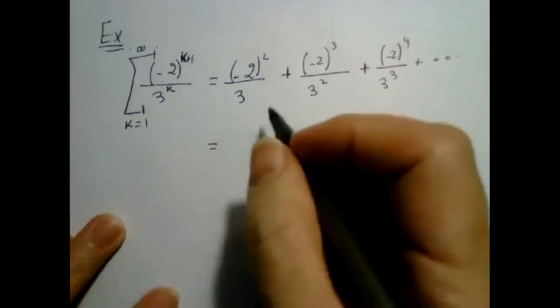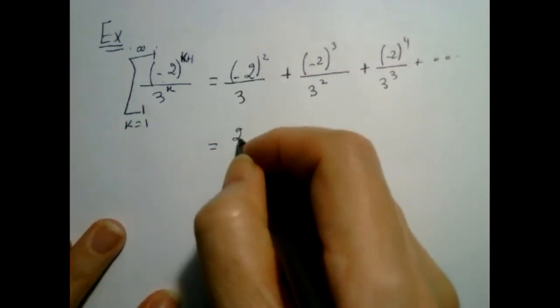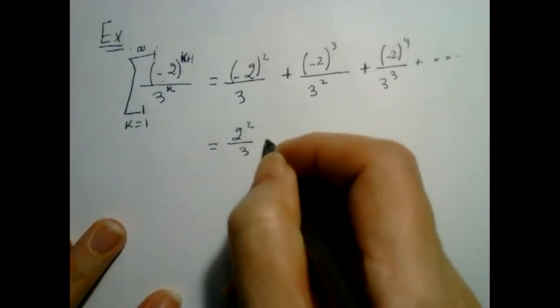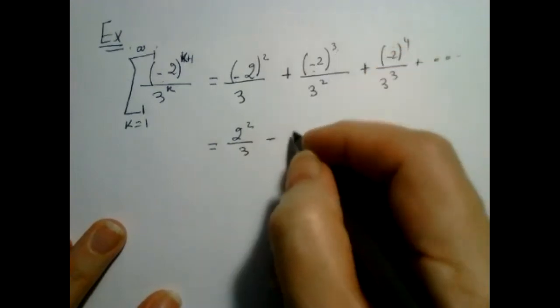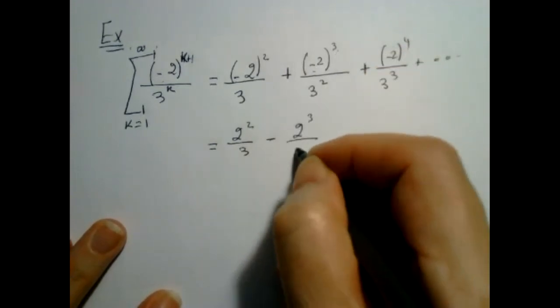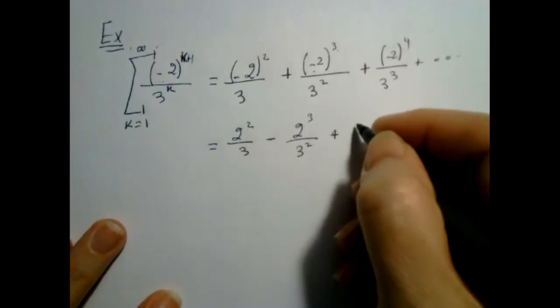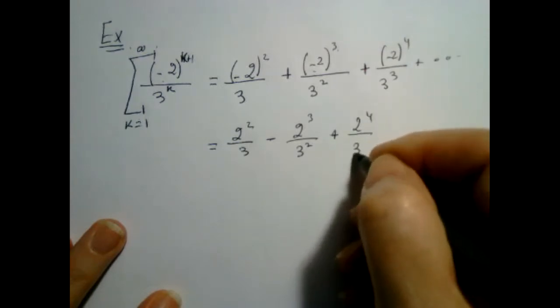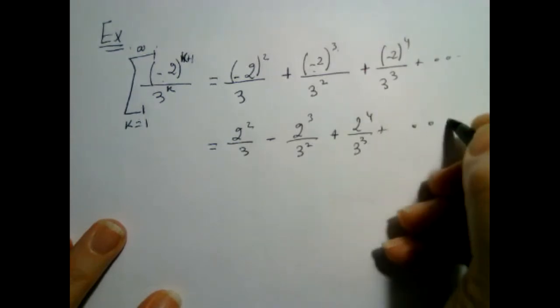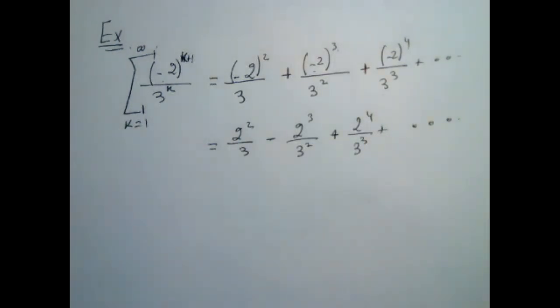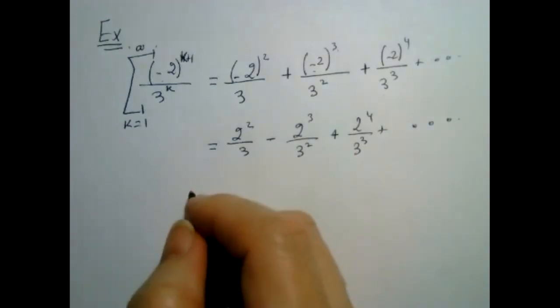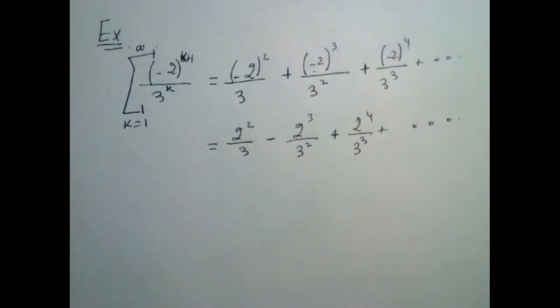So basically I'm going to have 2 squared over 3. This is -2 cubed over 3 squared, plus 2 to the power 4 over 3 to the power 3, and so on and so forth. So question number 1, is this geometric? What's the ratio?